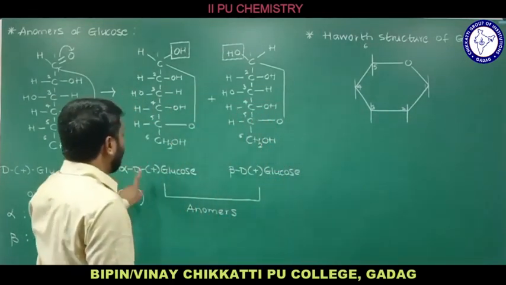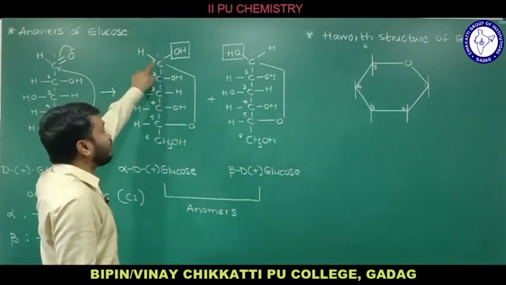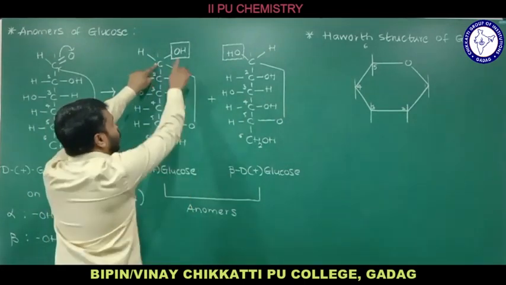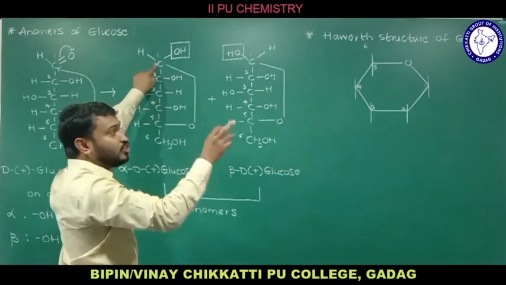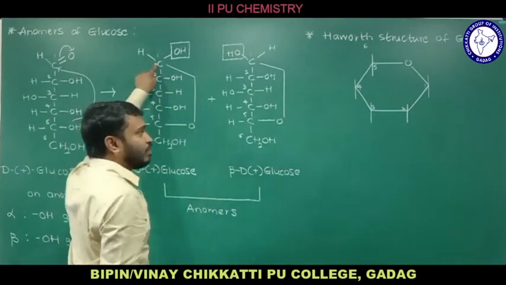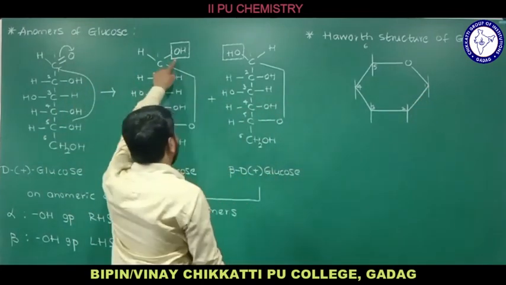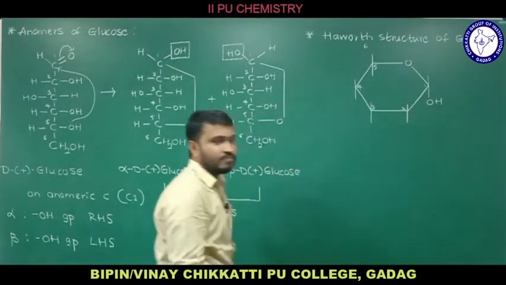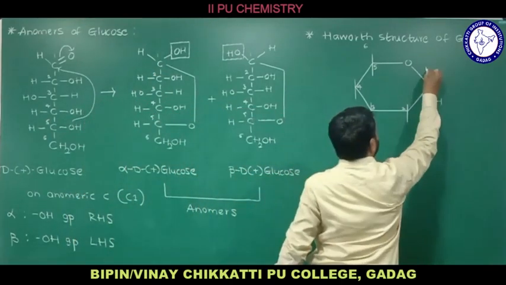Now I am going to draw alpha D plus glucose. I told you, the carbon number 1 you observe. So carbon number 1, we have two groups, one is H and OH. So OH is on the right side of carbon number 1, and I should place OH below the plane in the position of carbon number 1. So where we have carbon number 1, OH we have on the right side, I am supposed to place here below the plane. Right. So if OH is below, ultimately one can guess the H will be above.